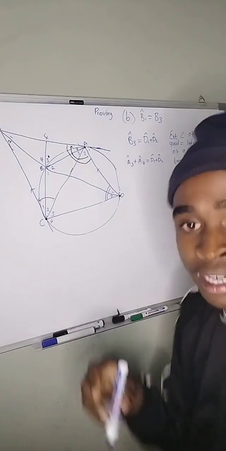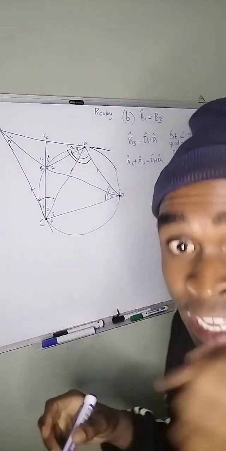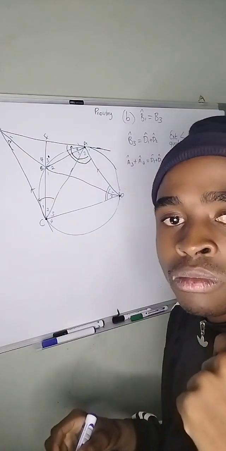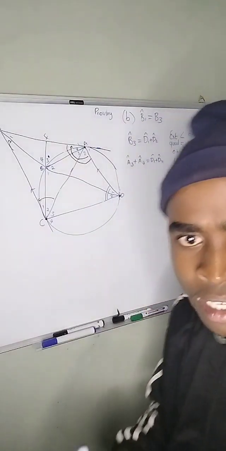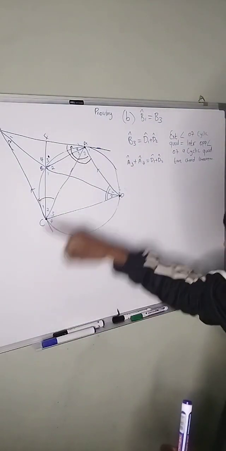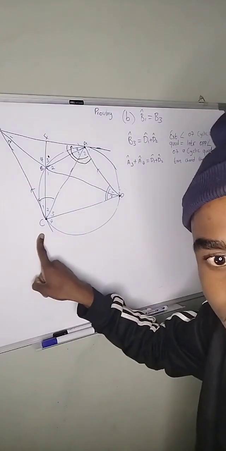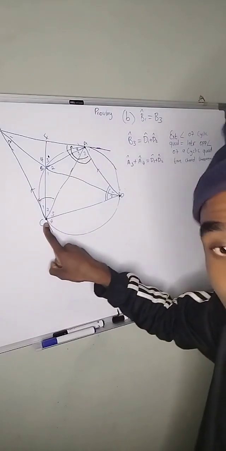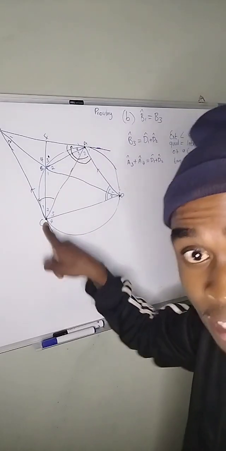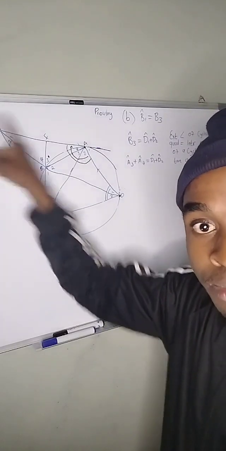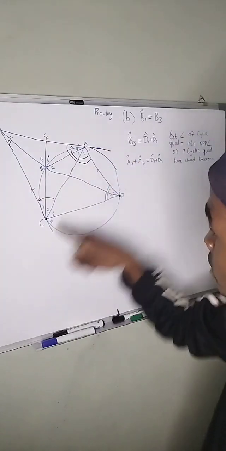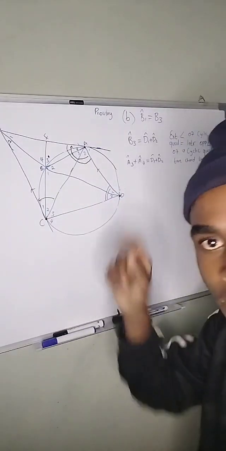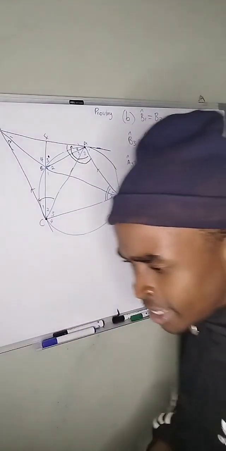So now, remember, we proved that A4 and A3 is going to be equal to which chord? The chord AC. The AC is the chord, guys, and the tangent is TA. The chord AC, tangent TA.